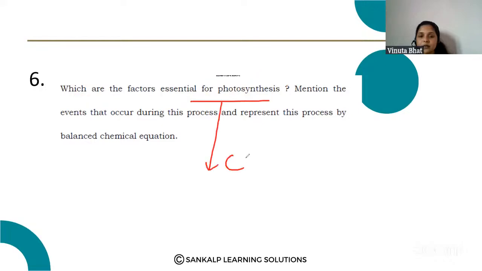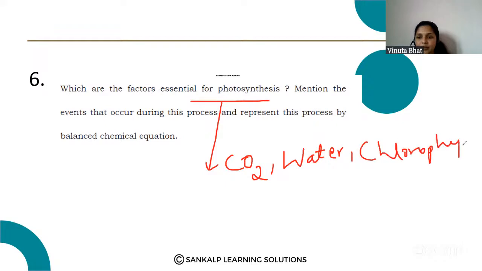Carbon dioxide, water, water and minerals, chlorophyll pigment, then sunlight. So these are the essential factors for the photosynthesis: carbon dioxide, water, chlorophyll and sunlight.